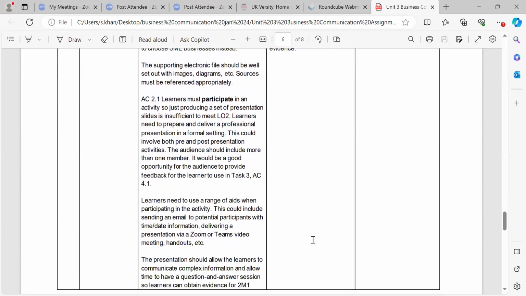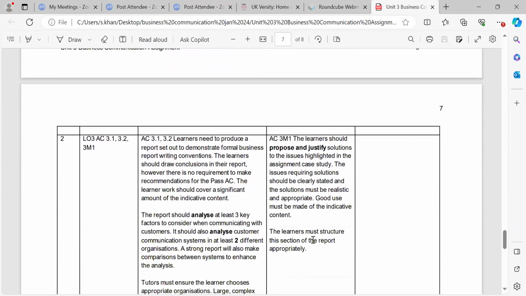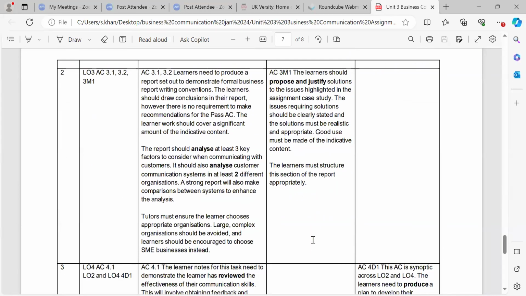In learning outcome 2, task 2, the AC 3.1, 3.2, 3M1, learners need to produce a report set out to demonstrate the formal business report writing conventions.